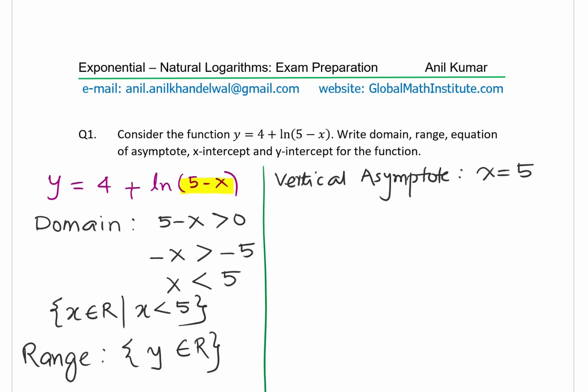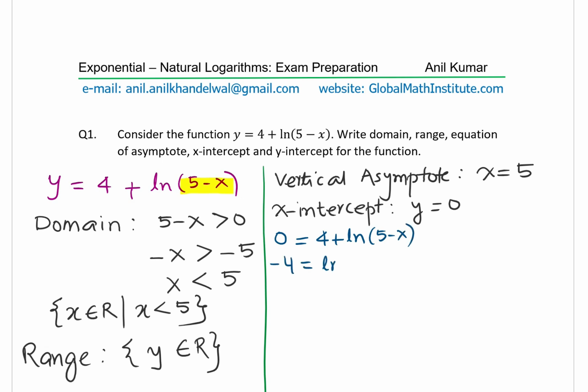Let's find the x and y intercepts now. The x-intercept is a point where y value is 0, right? So let's substitute 0 for y and then find the value of x. If I write 0 for y, then I get 0 equals 4 plus ln(5 minus x). So that gives you minus 4 equals ln(5 minus x).